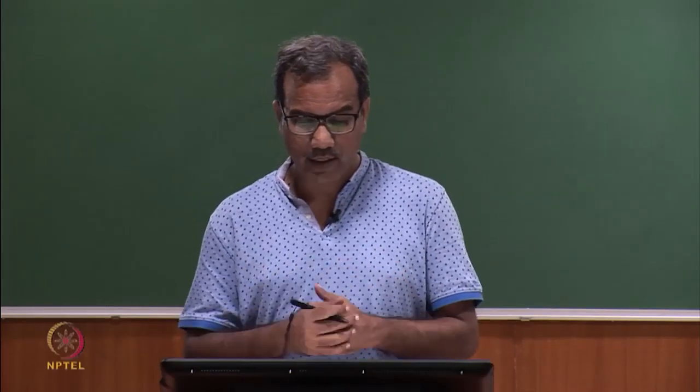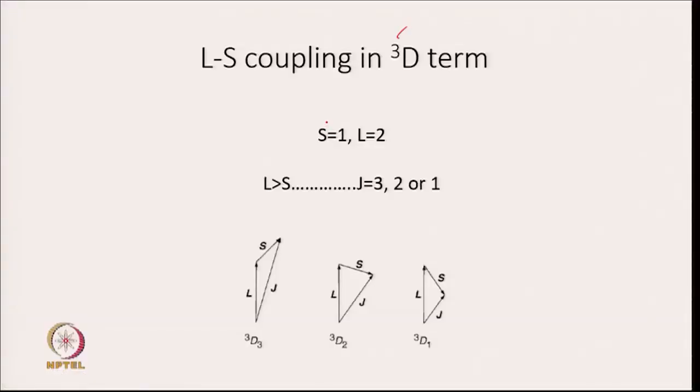Now let's think about LS coupling in the 3D term. So for 3D, 2S plus 1 is equal to 3, and so S is equal to 1 for 3D. And L is equal to 2 for D. What does this mean? L is greater than S.